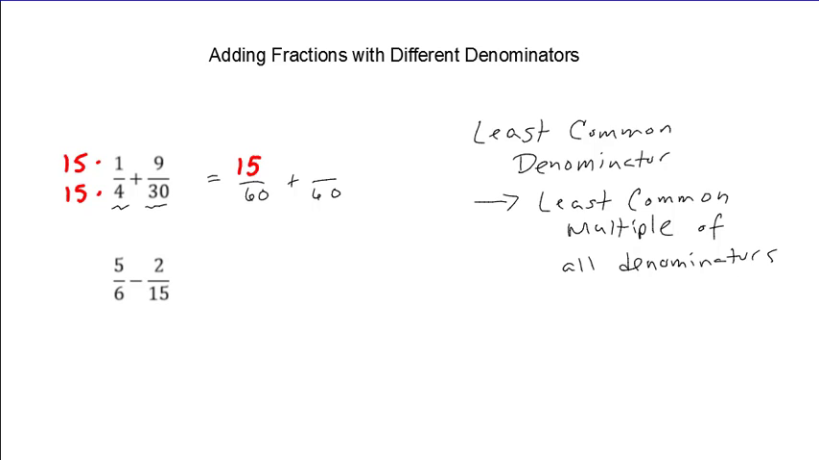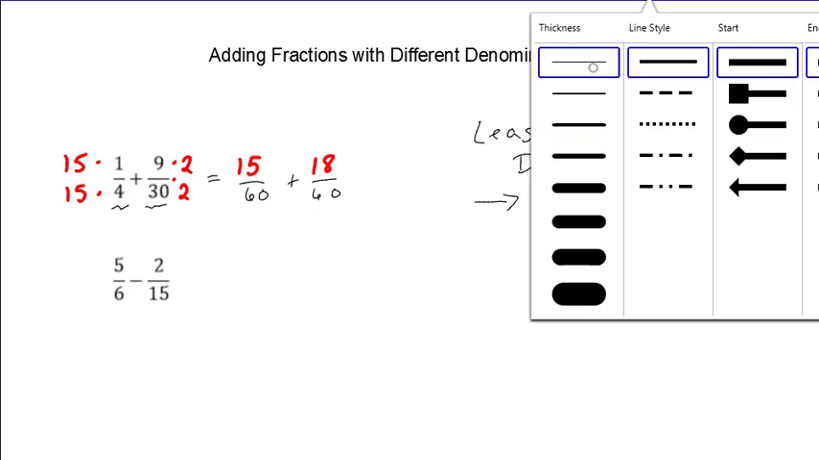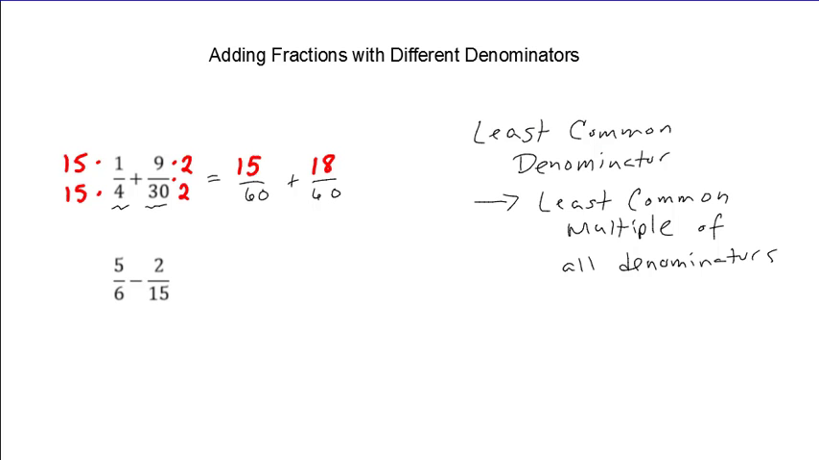So now I have a new fraction that has the common denominator. I do the same thing for the other fraction. 2 times 30 is 60, and that gives me the clue of what to do in my numerator. 9 times 2 is 18 over 60. And now I am ready to go ahead and finish up this problem and add up my numerators. So again, I got the common denominator, so 15 plus 18 is 33 over 60.